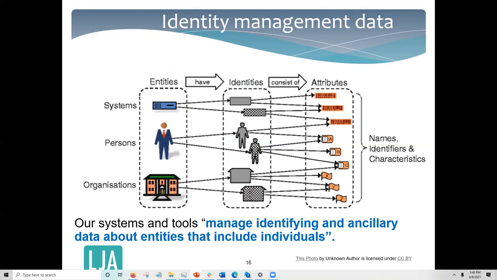Identities consist of attributes, and these attributes are characteristics. Now, under the bucket of characteristics, in this little diagram, they actually separate names, identifiers, and characteristics out. From a metadata perspective, attributes and characteristics are the very same thing, and a name is a characteristic of a person, right? So a person's name may change over their lifetime.